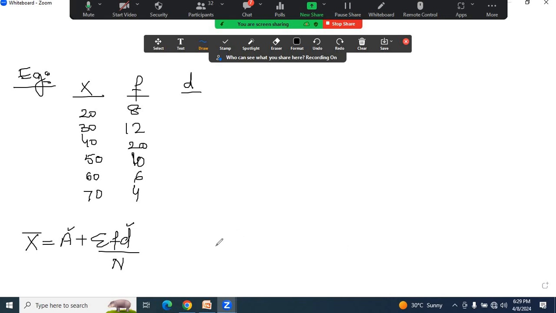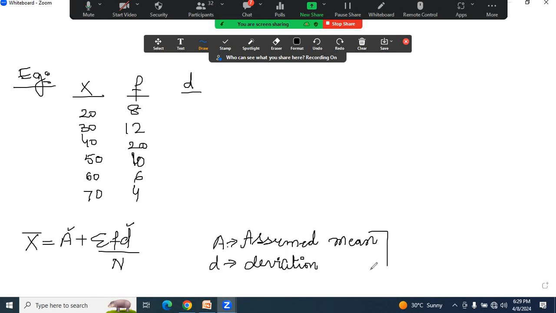So A here is, you may note, the assumed mean. It means I am assuming the mean in advance. And D is the deviation we get after subtracting. I'll explain through calculation. So from the observations, I am assuming the mean 40. Let this be A. You can take any, but generally we take it from the center part. So I'm assuming A as 40. And D is the deviation from X, so this is X minus A. And what is A? 40.